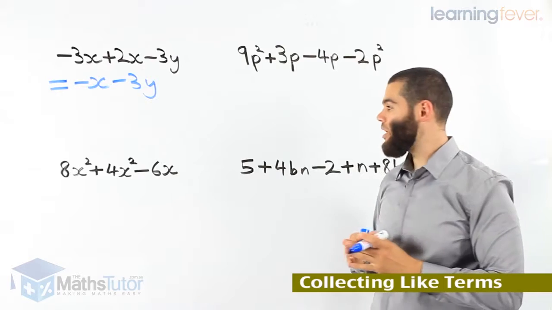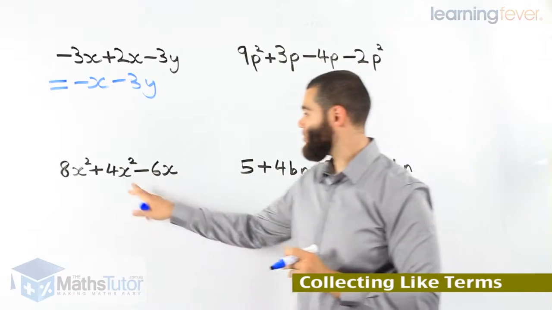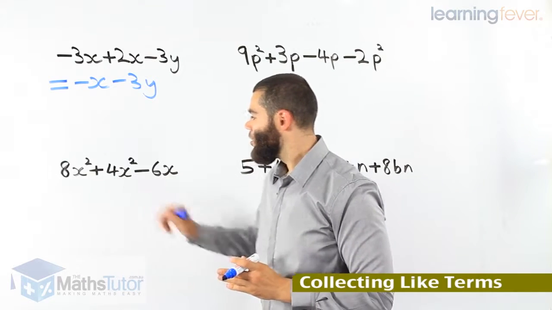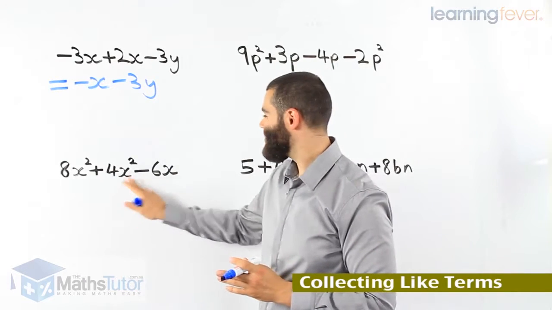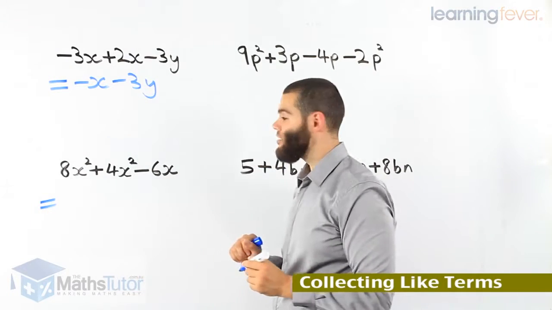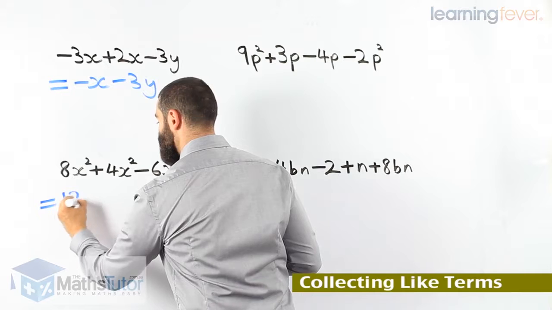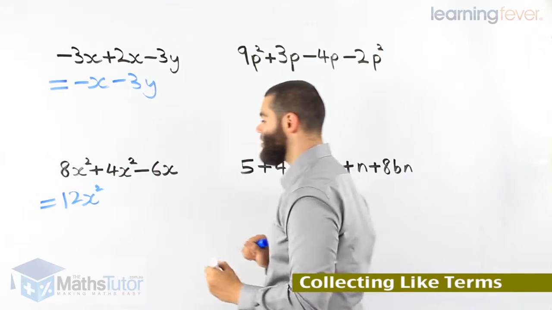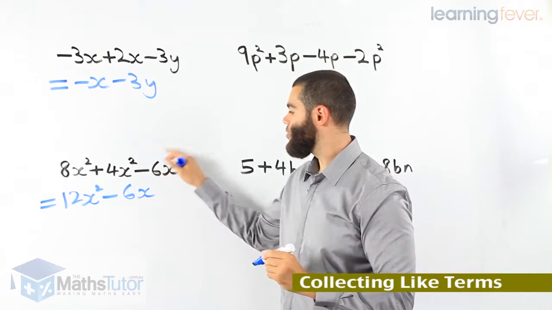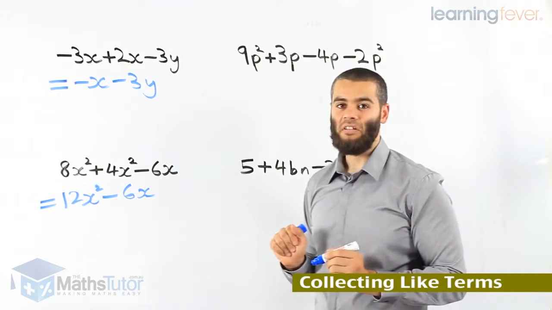Here we have 8x squared plus 4x squared minus 6x. Again, we need to identify the like terms. x squared and x squared are like terms. x is not a like term for those two, because that's an x squared, this is an x. Let's do it. 8 plus 4 is 12, so 12x squared minus 6x.